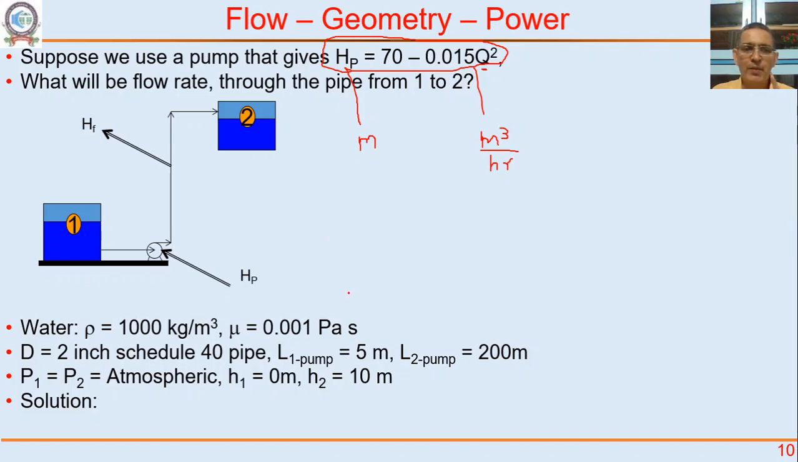Okay. Same problem as earlier, everything is the same. Density, water, viscosity same. 2 inch schedule 40, 200 meter, 5 meter pipe, P1, P2 atmospheric, H1 0, H2 10. I would like you to calculate how much flow will go through this pipe. Pause the video, solve for yourself. Okay, here is the answer.